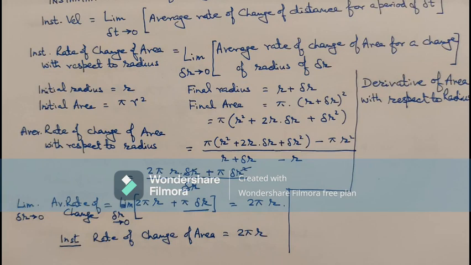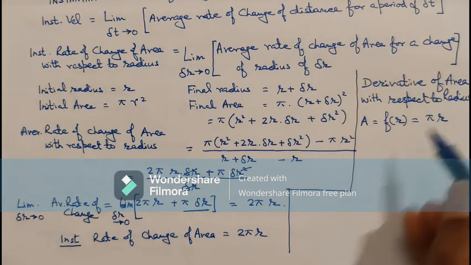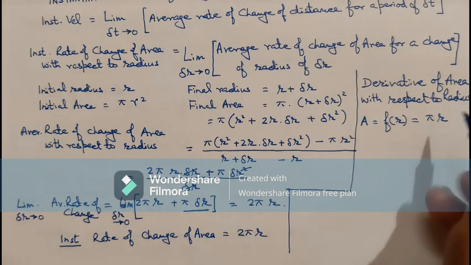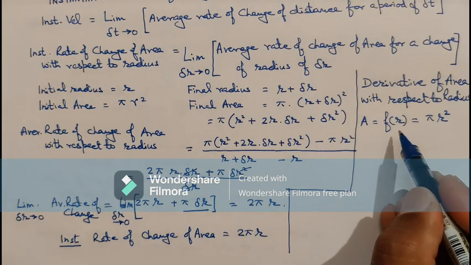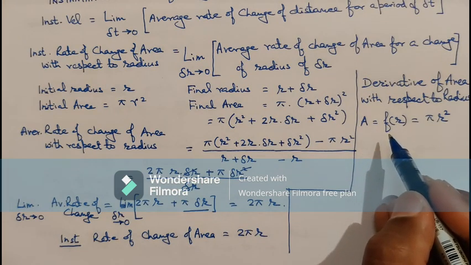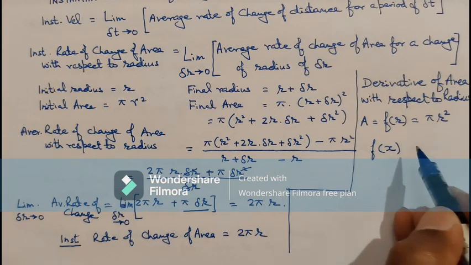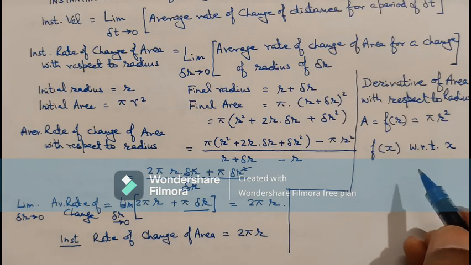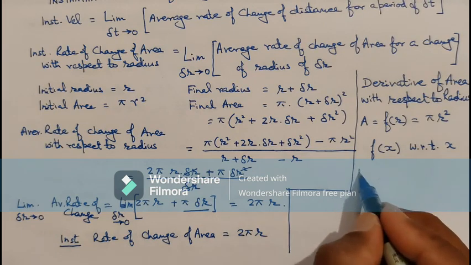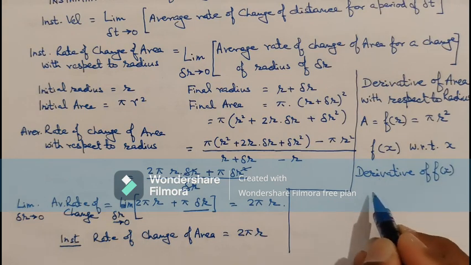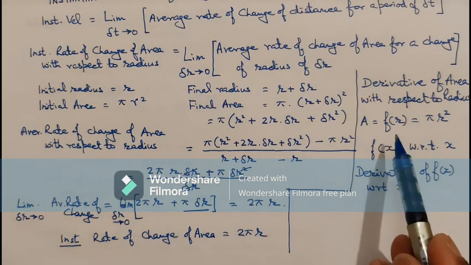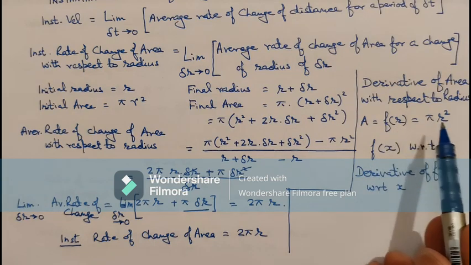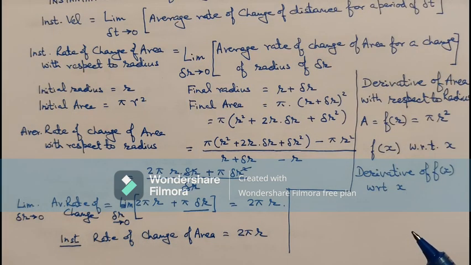This instantaneous rate of change of function f(x), area is a function of r, which is pi r square. The instantaneous rate of change of a function f(x) with respect to x is called the derivative of f(x) with respect to x. So what we have found out is the derivative of f(r) with respect to r. It is also known as the differential coefficient of f(x) with respect to x.